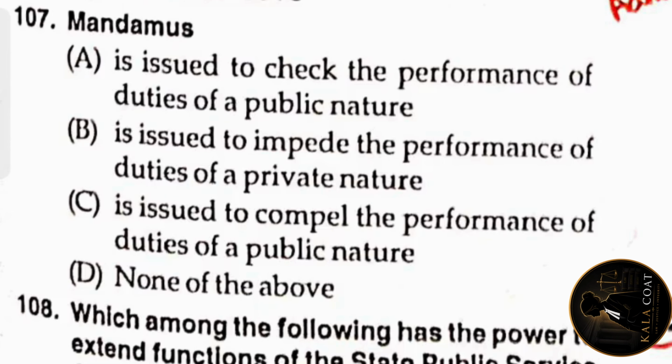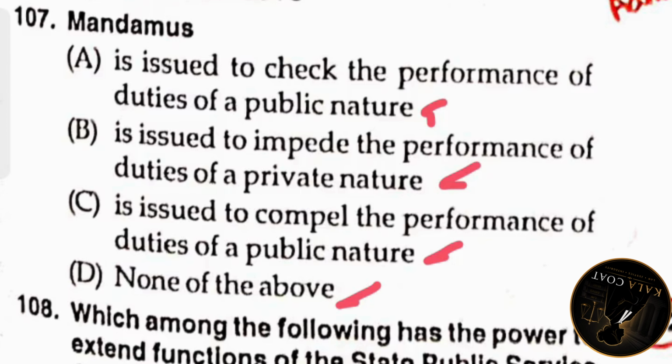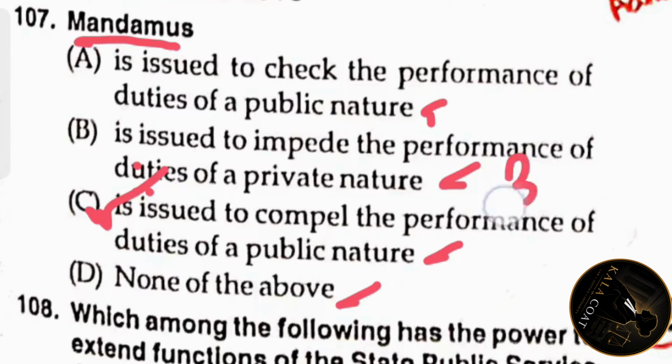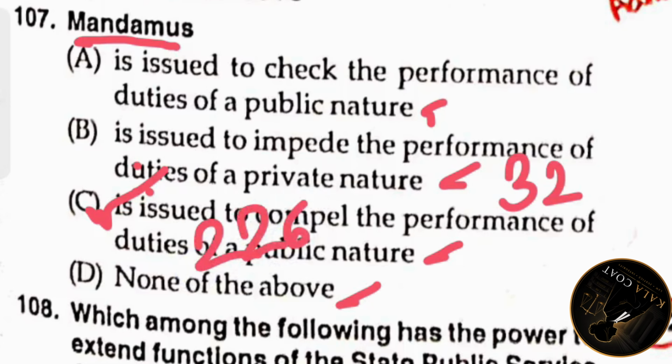Question number 107. Mandamus is issued to check the performance of duties of a public nature. Is issued to impede the performance of duties of a private nature, is issued to compel the performance of duties of a public nature, or none of the above. Correct answer है is issued to compel the performance of duties of a public nature. Option C is the right answer. Mandamus is one kind of a writ, and the Supreme Court has the power to issue the writs under Article 32, और हाई कोर्ट के पास सिमिलर पावर होती है अंडर आर्टिकल 226 ऑफ द इंडियन कॉन्स्टिट्यूशन.